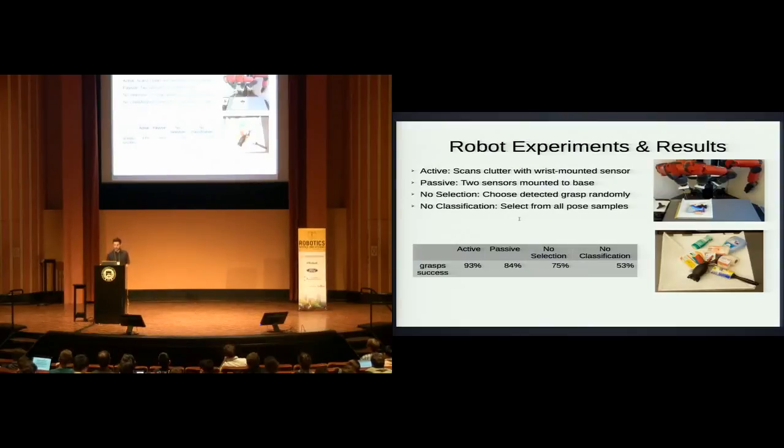And then no selection is without using any grasp selection heuristics, so it just randomly picks one of the grasps that the neural network thinks is good. And then no classification is sort of the opposite. You get rid of the neural network and you rely completely on that grasp selection heuristic.